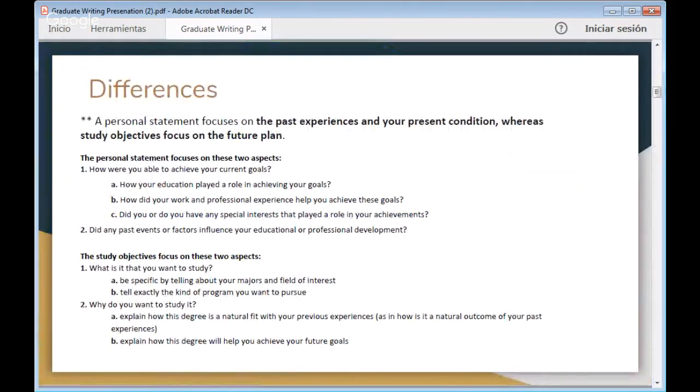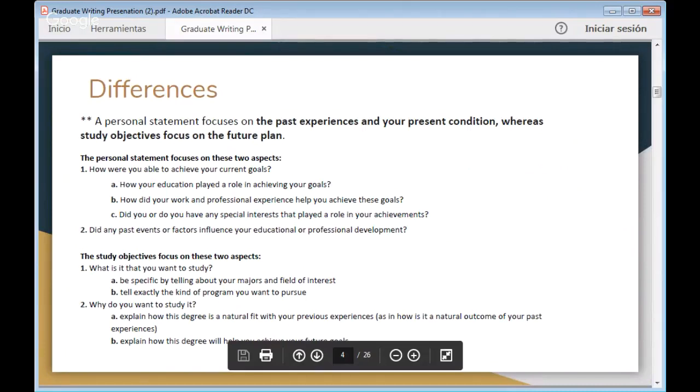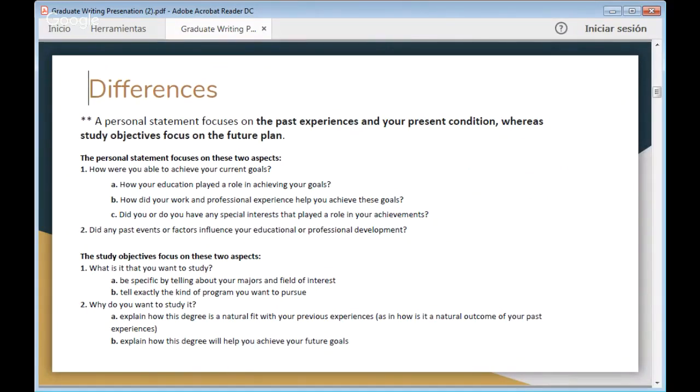Okay, we're going to start with talking about the differences. So first off, we have our personal statement, which is going to focus more on the past experiences that you've had within your life and how that led to your present position. And comparing this to your study objectives, this is going to focus more on what you want to do in the future or your future plans. So breaking down, going more specifically into the personal statement, it's going to focus on two specific aspects. So the first is going to be, how were you able to achieve your current goals? This is going to include what education, or tell us a little bit more about your education history, if you had any work experience or maybe professional experience such as internships, or any special interests, which could include extracurriculars, any other study opportunities you had that have led you to these achievements. And in addition to that, the second aspect would be, do you have any past events or factors that influence your educational or professional development?